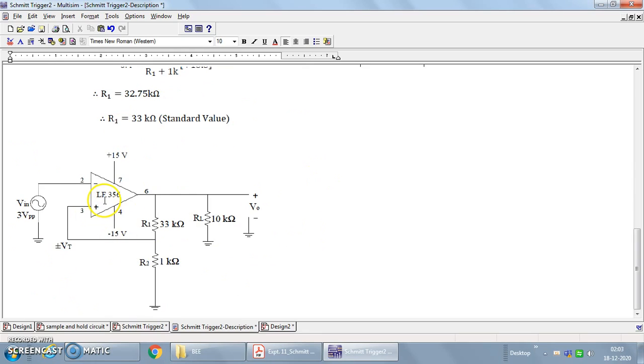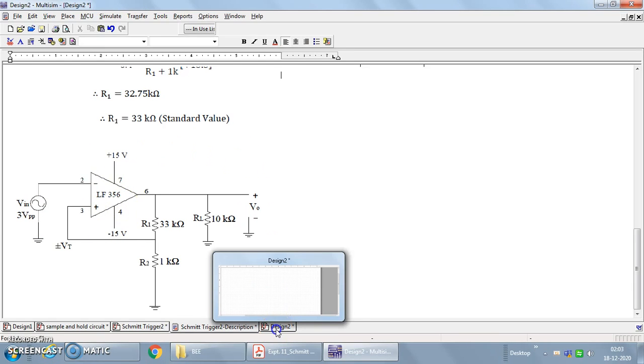So now we need to simulate the circuit. We'll be using the operational amplifier IC LF356 with resistors R1 and R2 as the voltage divider network. RL is used as a load resistance, and we'll be providing an input voltage of 3 volts peak to peak as an AC signal source. Of course, the operational amplifier requires a dual power supply of plus 15 and minus 15. Let us simulate this circuit now.